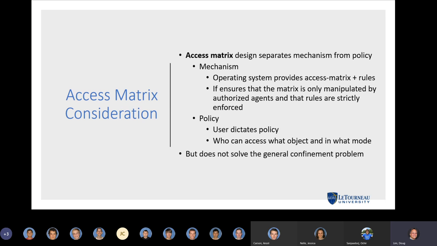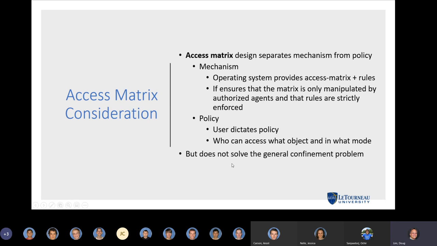So the access matrix is separating the mechanism from the policy. The mechanism provides access via a matrix, ensures that the matrix is only manipulated by authorized agents. So typically that will be the owner or root, and these rules are strictly enforced. That modification of who has access should be tightly controlled to provide the appropriate security. And then certainly the policy that you're trying to implement will dictate the access matrix policy and how things are configured.